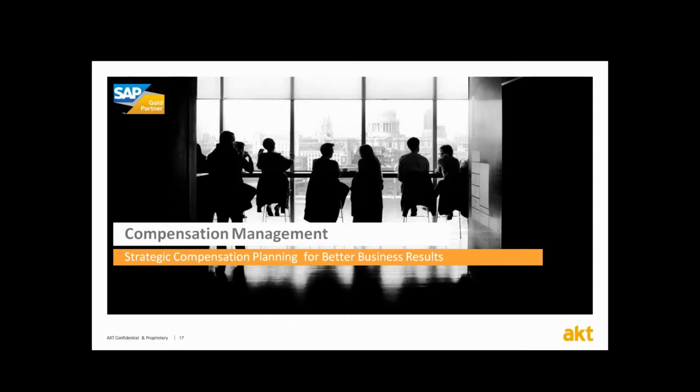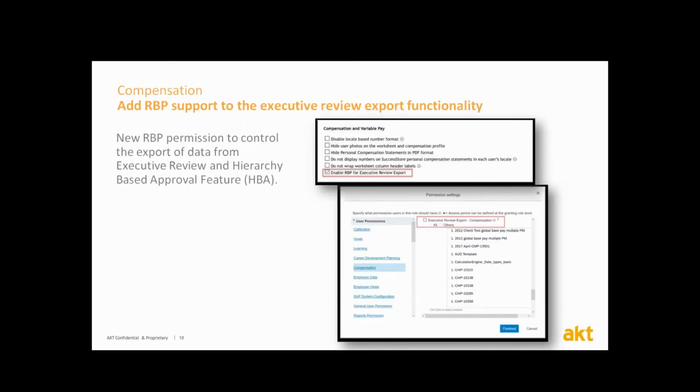Moving on to compensation management. So the first new feature for the compensation is the new role-based permissions to control the export of data from the executive review screen and the hierarchy-based approval feature, also known as HBA. With enhanced focus on data protection and privacy, customers would like to further control who can or cannot download the compensation information on their station. And this new role-based permission feature enables this control.